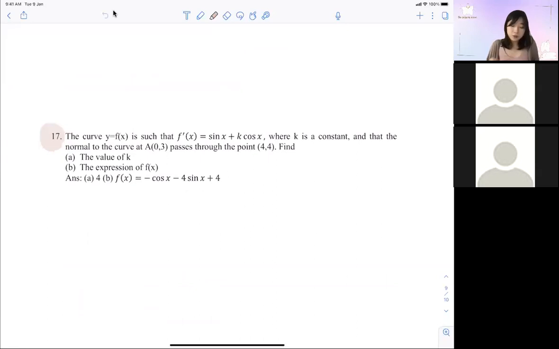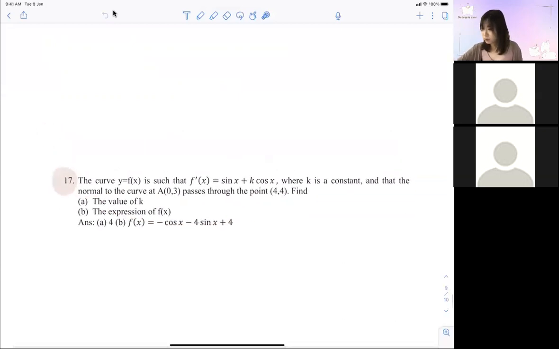Both almost done with 17. Wait, when they say the normal passes through the point, does that mean that point is on the curve? Or just a random point? The normal passes through the point. So it's the normal that passes through this point. So actually, if you want to find gradient of normal, you can just do y2 minus y1, right? Once you found gradient of normal, you can find gradient of tangent.